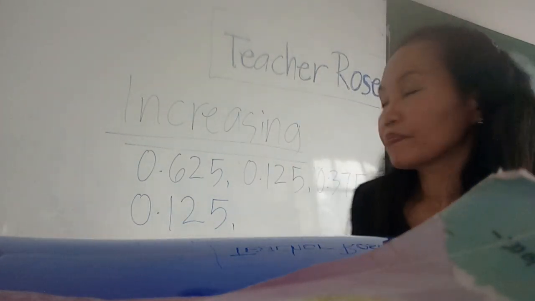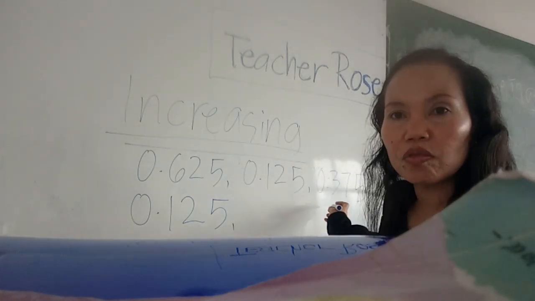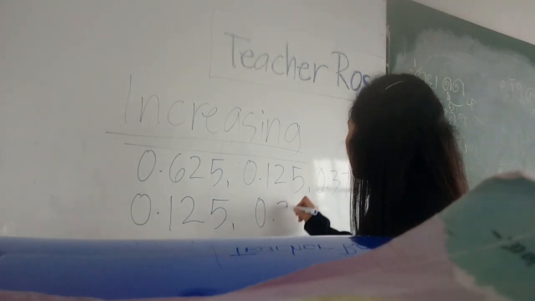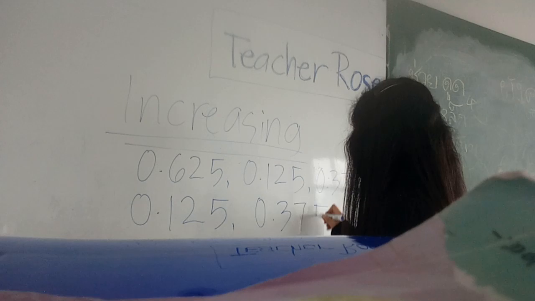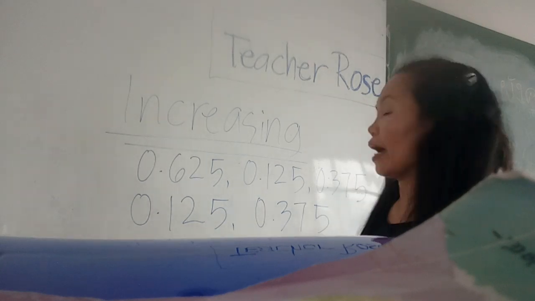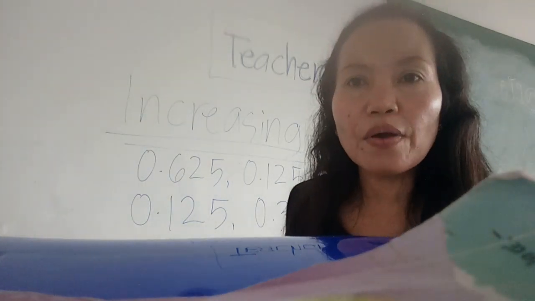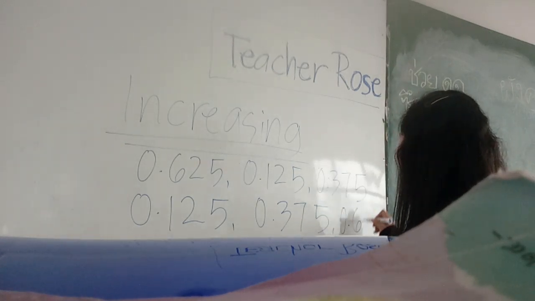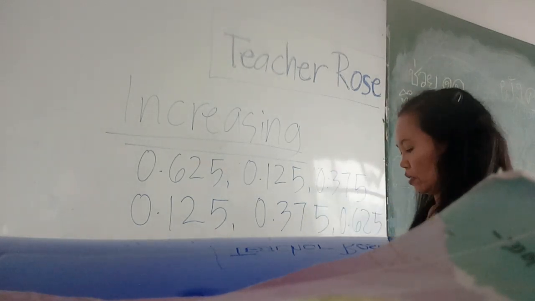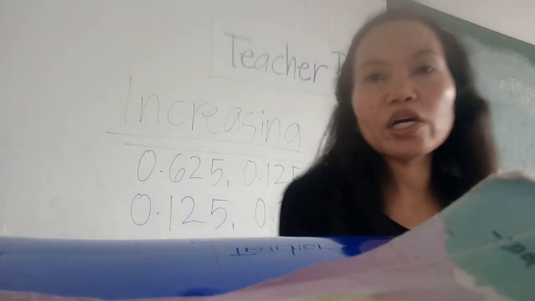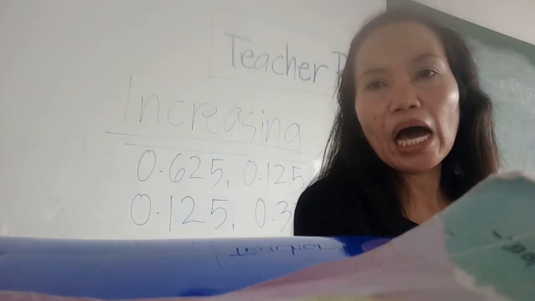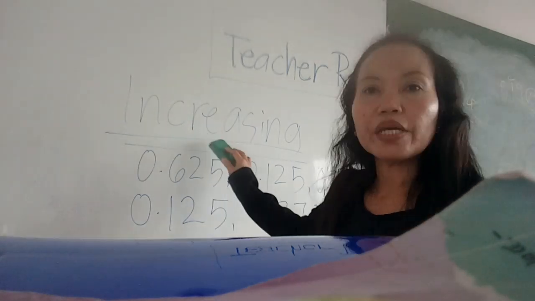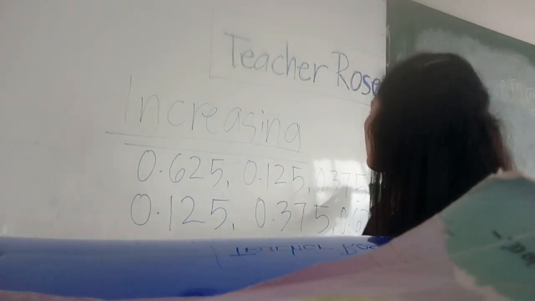What's next? 0.375. 0.375. And the last one is 0.625. Good job. Okay, that's the way how we're going to arrange the decimal numbers into increasing order.